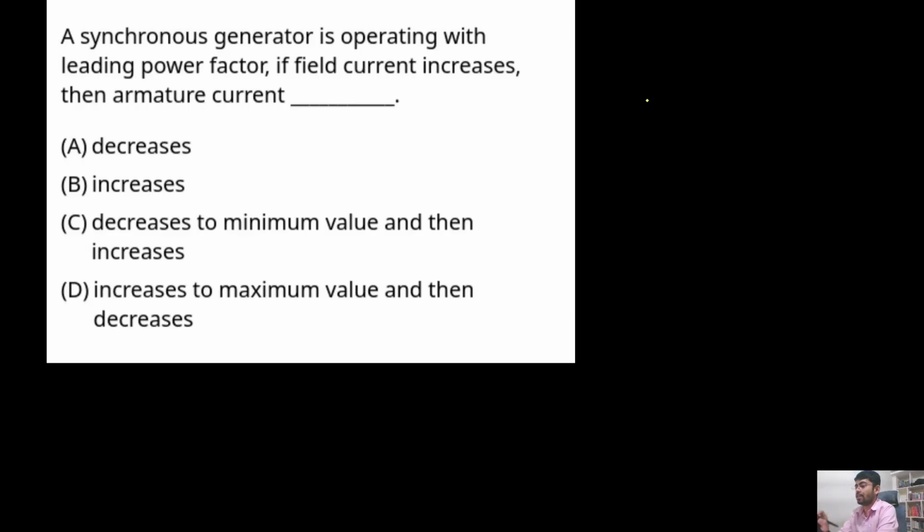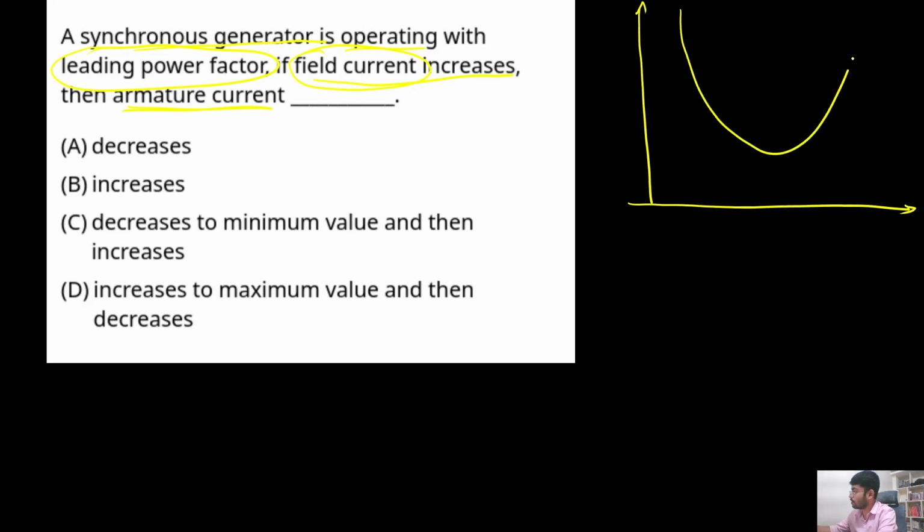A synchronous generator is operating with a leading power factor. If the field current increases, then the armature current. So if you want to find out the answer to this question, you have to know the inverted V characteristics. What is the inverted V characteristics? Inverted V curves. So this would be something like this. Inverted V curves is nothing but armature current versus field current characteristics.